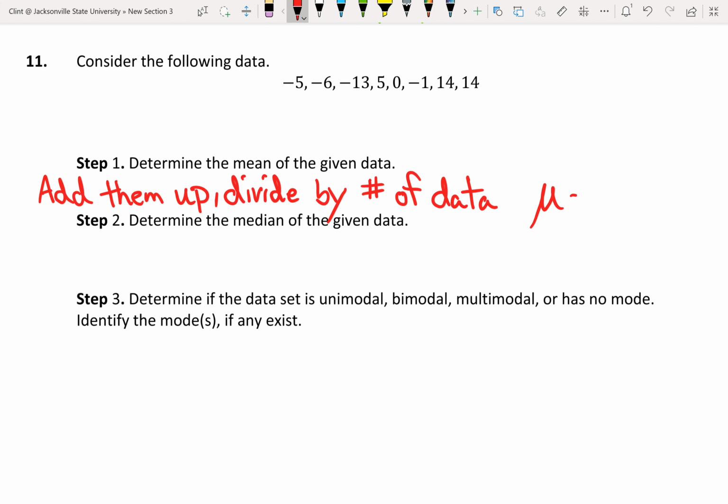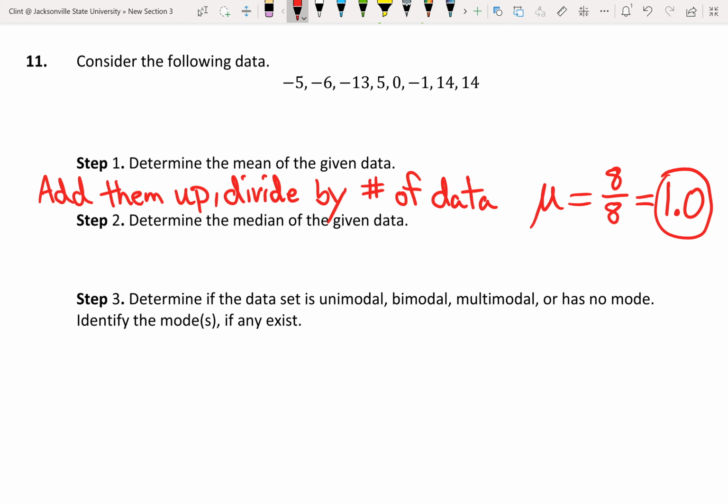Okay, so our mean here, we punched that in the calculator, so we got -5 minus 6 minus 13 plus 5 plus 0 minus 1 plus 14 equals 8. Divided by 1, 2, 3, 4, 5, 6, 7, 8. We have 8 data values. So our mean is 1, and if we're being picky, we would say 1.0 because we're using our rounding rule.